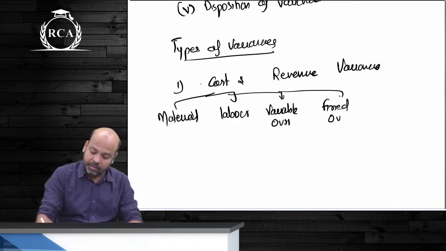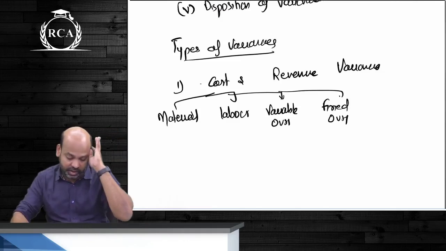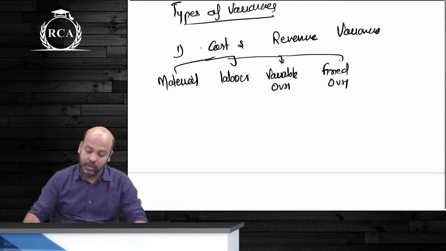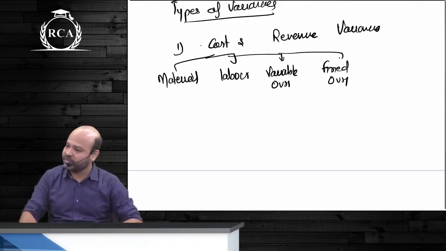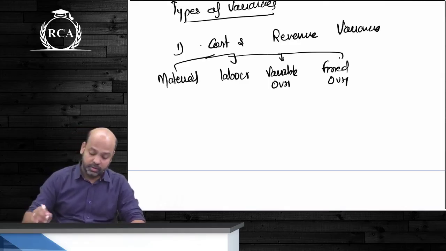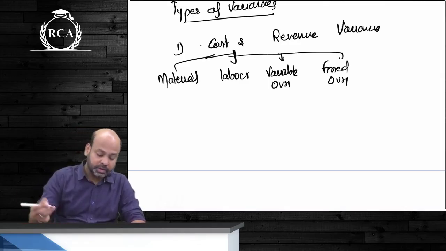Revenue variance is not a part of our syllabus, but we still have to do it because there's one question included later which makes reference to revenue variances. But actually it is not a part of our syllabus.